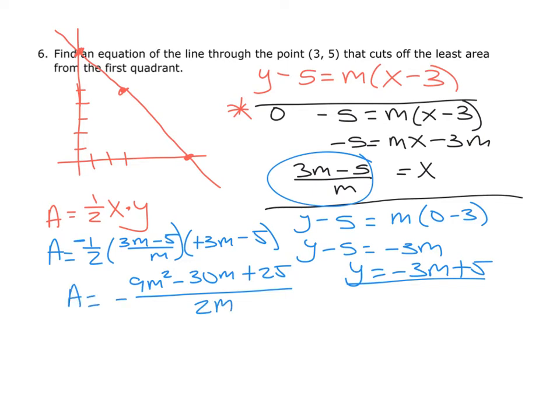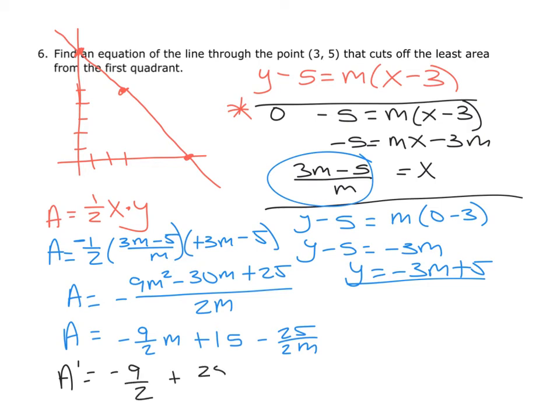And then I did a quotient rule. Or did I? No, I didn't. I think I did -9 over 2m plus 15 minus 25 over 2m. Alright, I think that's what I did. I'm trying to think of the easiest way to do it. There's lots of ways we could do this, though. Alright, I'm going to take the derivative. Plus 25 over 2m squared. Set it equal to 0.